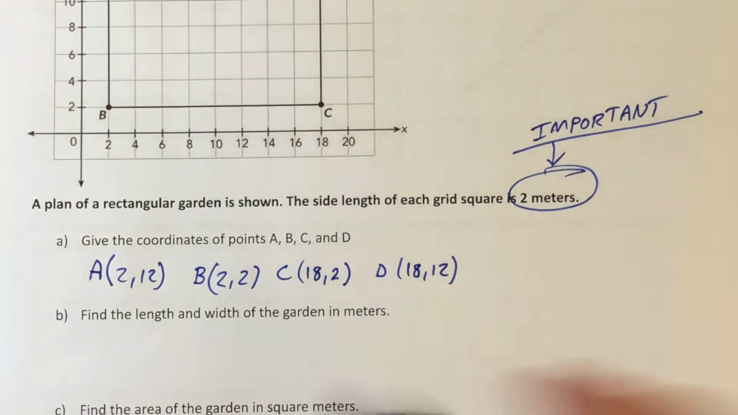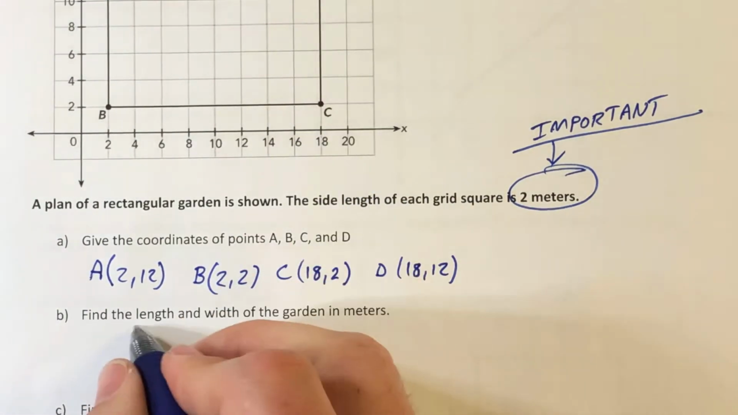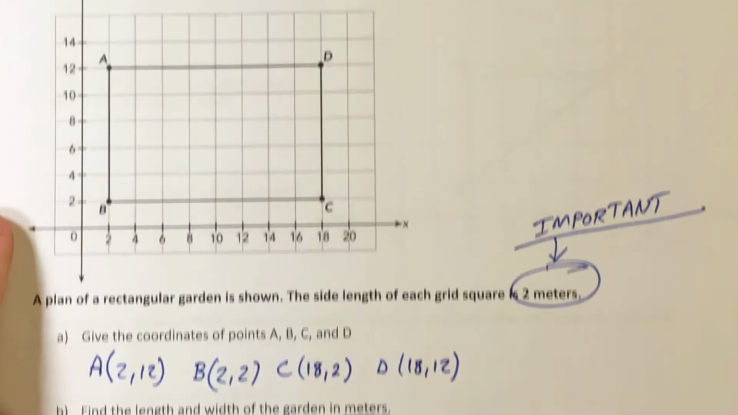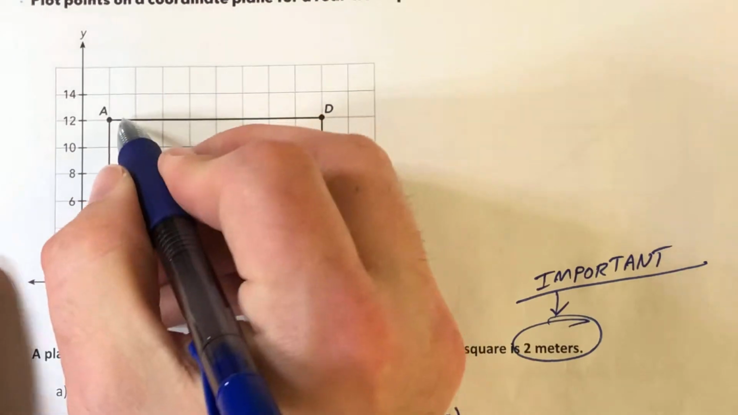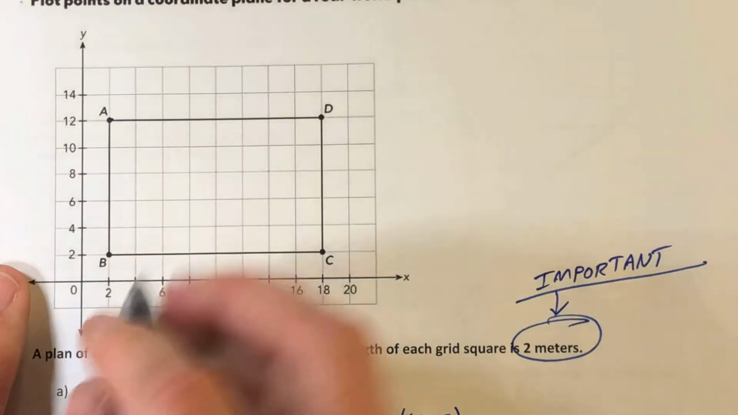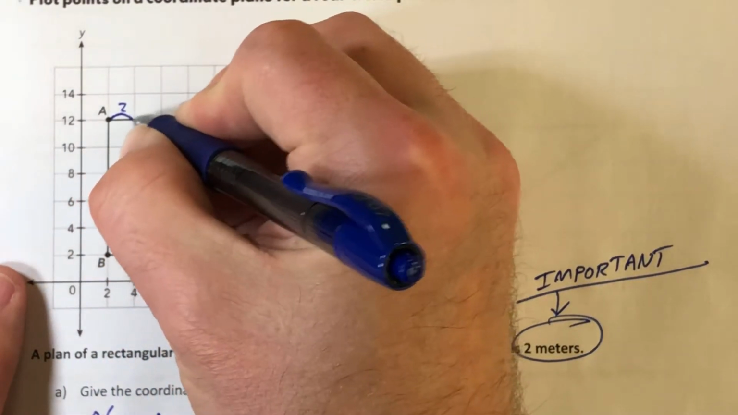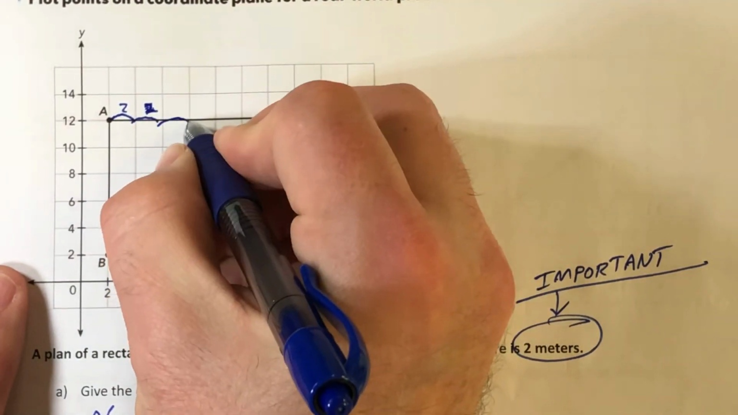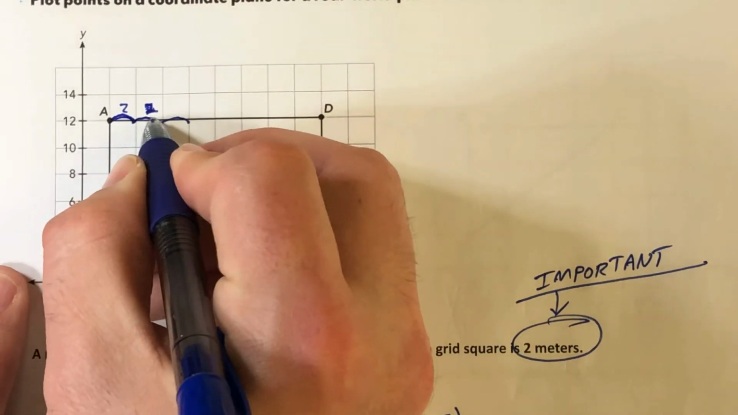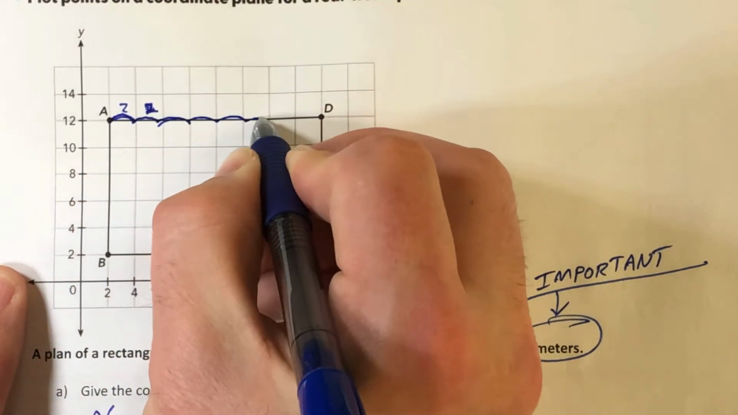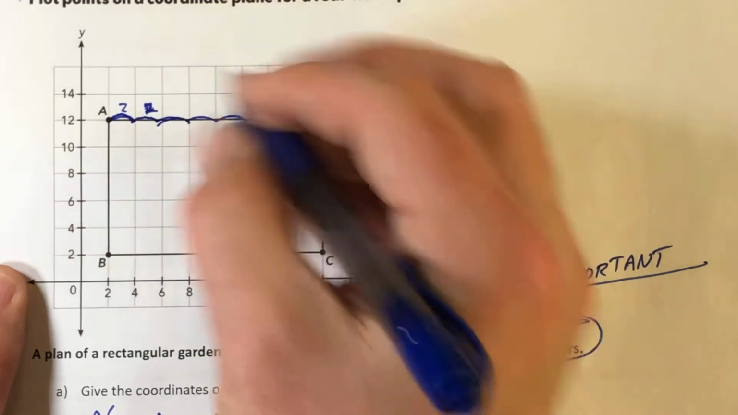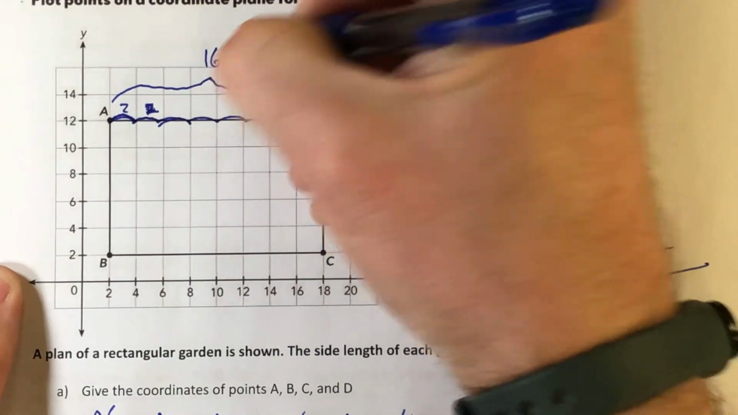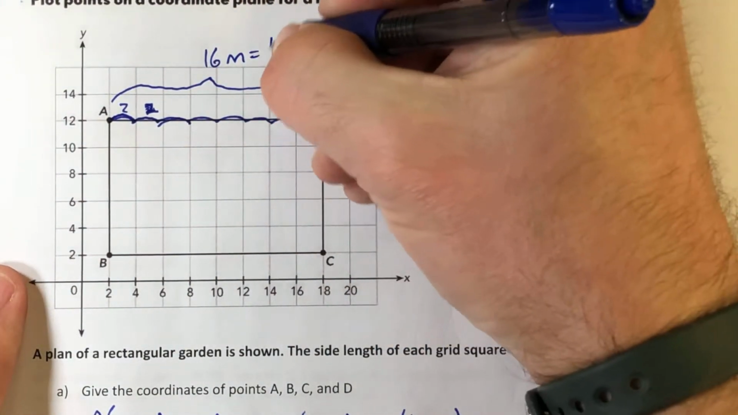All right, B. We're going to find the length and width of the garden in meters. So let's find the length first. Don't forget, we're counting by twos. So that would be 2 meters, 4 meters, and we keep going. So we have 2, 4, 6, 8, 10, 12, 14, 16. So 16 meters. And that is our length.